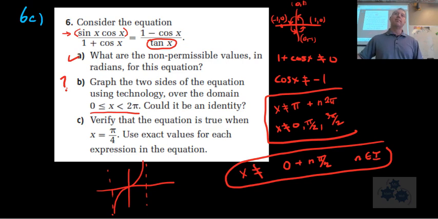There shouldn't be any counterexample. Okay, so there should be no counterexample. There should be no value of x that makes this equation not true. Okay, so what does that mean for the graphs? What would the graphs look like?